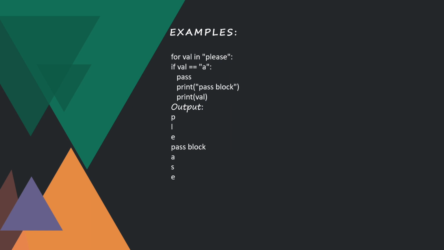Let us take another example with the pass statement. Here we have a variable called val in the string "please". If val equals a, we enter into the if block. It has a pass statement with "pass block" and we print the value. So the output will be "ple pass block ase". Here when the val equals a, we enter into the if block. The execution will not be affected and it will just print the pass block once it encounters the a string, and the execution will continue with the rest of the remaining iterations.